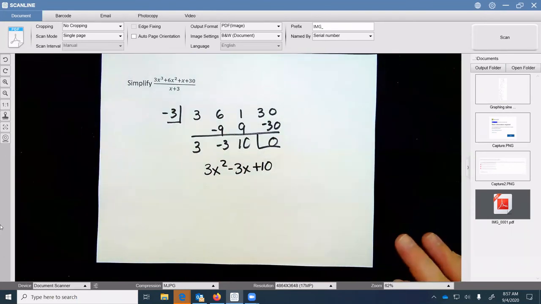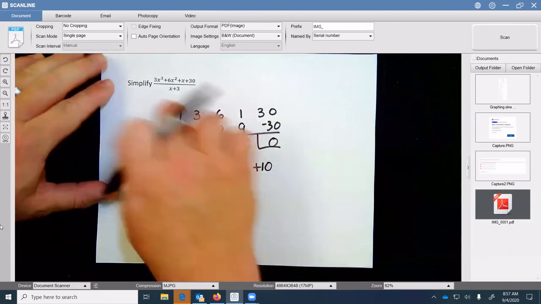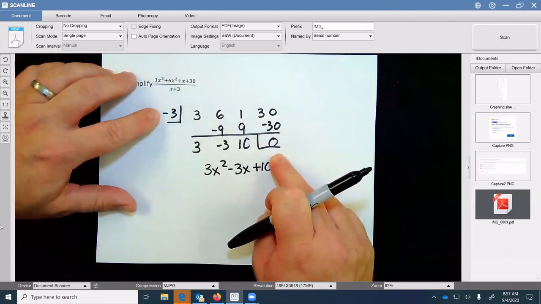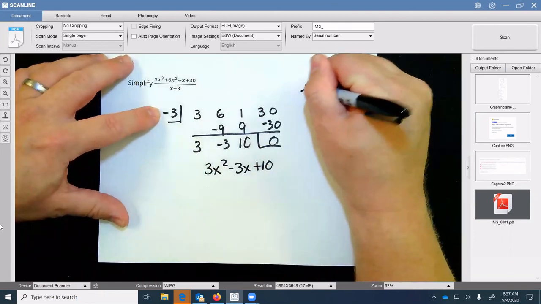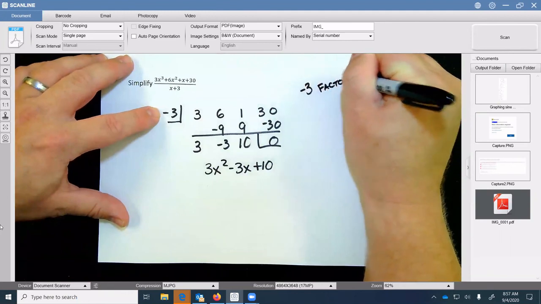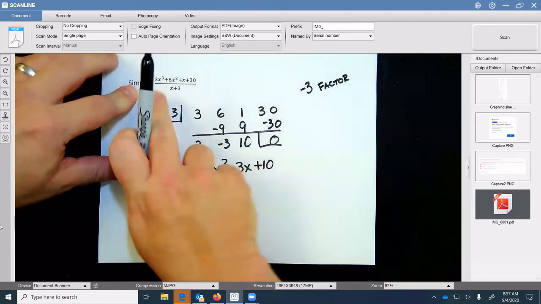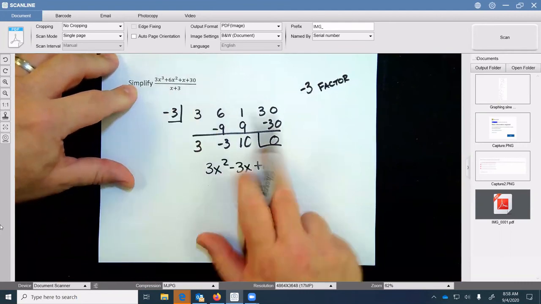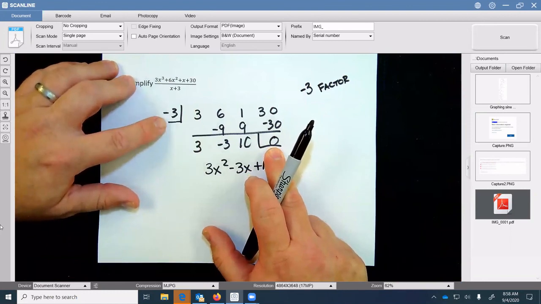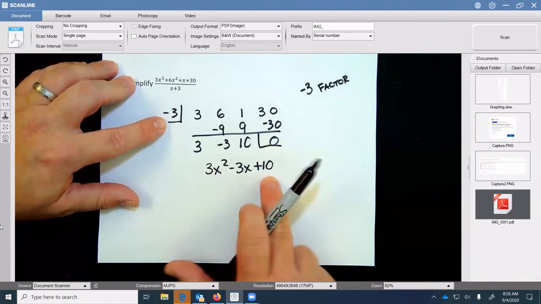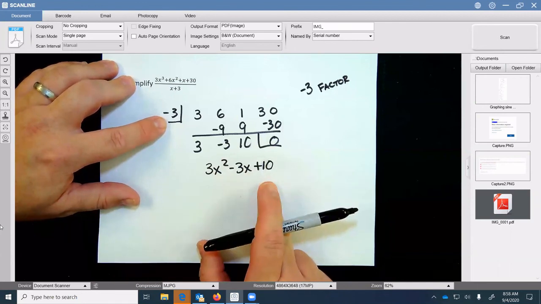Is that what you got? Okay, so since the remainder is 0, we can definitively say that -3 is a factor of that polynomial up top because it gave us a remainder of 0. It divided in evenly, therefore it's a factor. If I wanted to find the rest of the factors, I could then take this equation here and either factor it or use the quadratic formula or whatever, because I'm down to a squared.